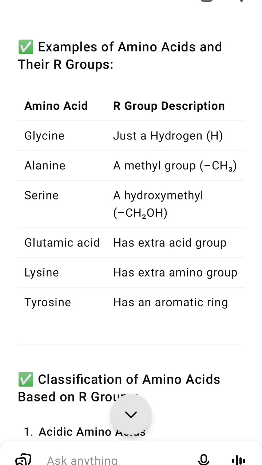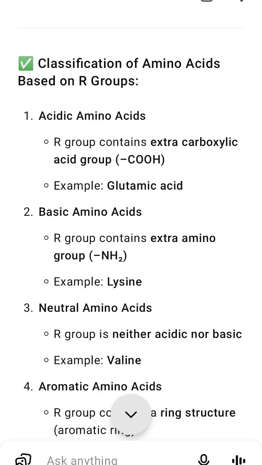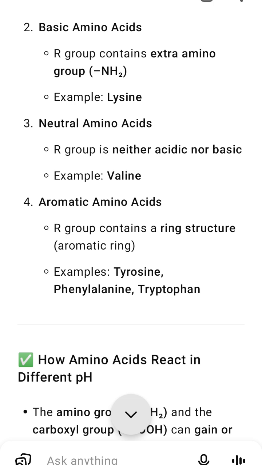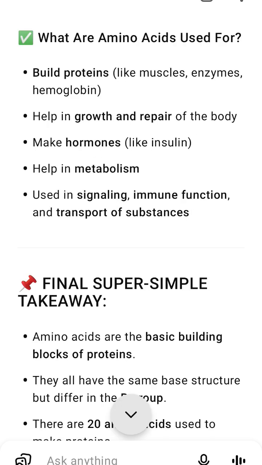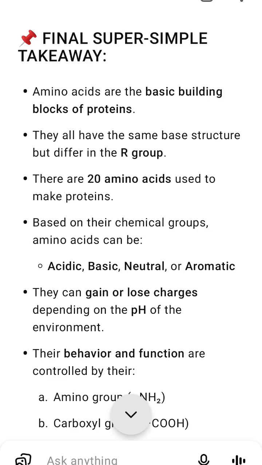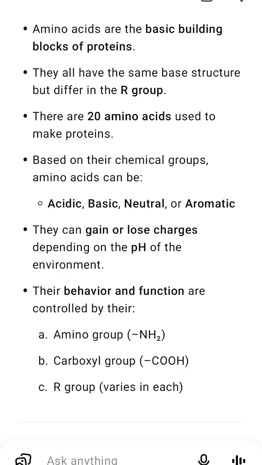Final super simple takeaway. Amino acids are the basic building blocks of proteins. They all have the same base structure, but differ in the R group. There are 20 amino acids used to make proteins. Based on their chemical groups, amino acids can be acidic, basic, neutral, or aromatic. They can gain or lose charges depending on the pH of the environment. Their behavior and function are controlled by their 1. Amino group, NH2, 2. Carboxyl group, COOH, 3. R group, varies in each.